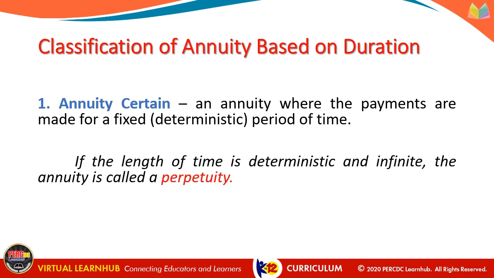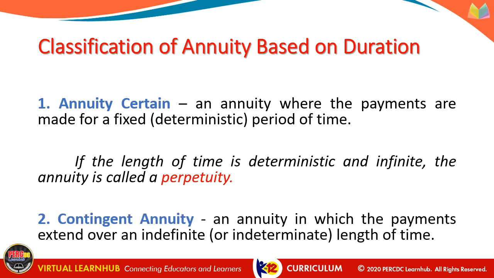Okay? If the length of time is deterministic and infinite, the annuity is called a perpetuity. Perpetuity is a special case of annuity certain which continues forever. N is equal to infinite. It is deterministic. It's just that we know that it lasts forever. That's perpetuity, a special case of annuity certain.